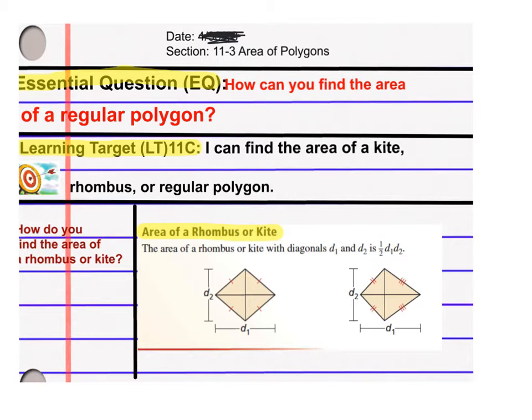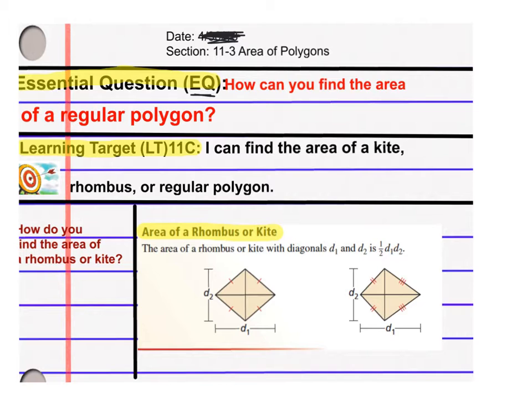We are now on section 11.3, the area of polygons. So our essential question, our EQ, is how can you find the area of a regular polygon? Our learning target 11C is I can find the area of a kite, a rhombus, or a regular polygon. So how do you find the area?